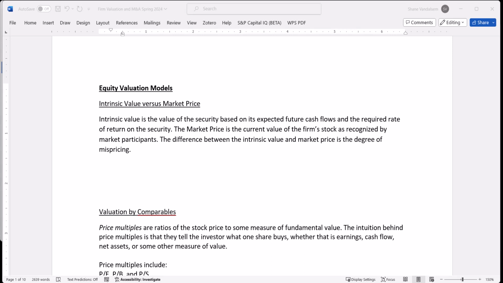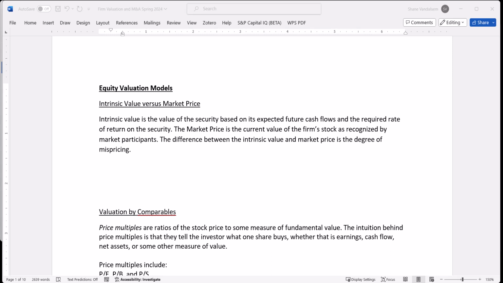In this video, I'm going to begin to discuss different equity valuation models and different ideas about valuing the equity of a firm. So we're going to start off with the description of intrinsic value versus the market price. The intrinsic value of a security or a stock is based on its expected future cash flows, those cash flows that are paid out to investors, and the required rate of return on the security.